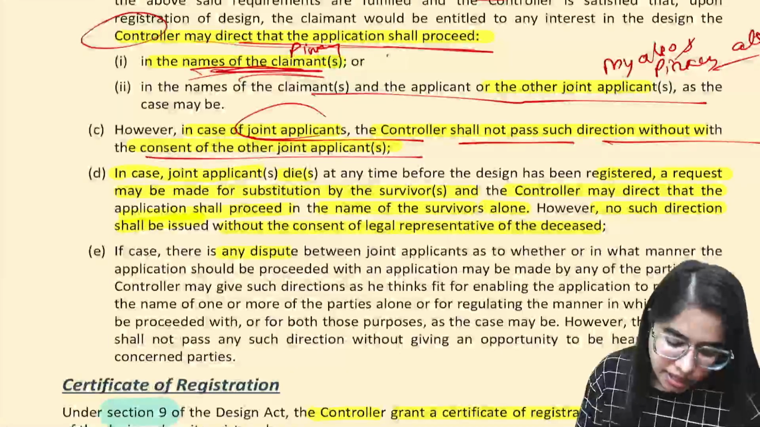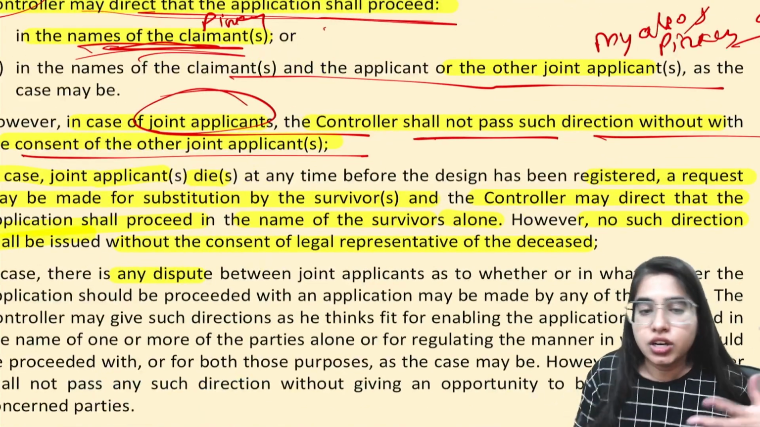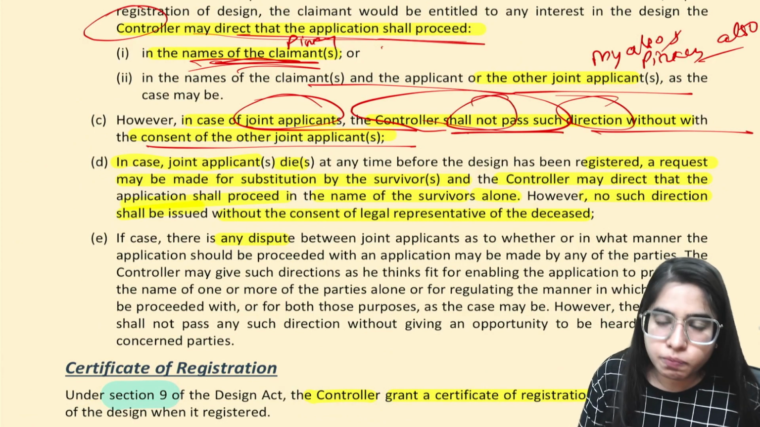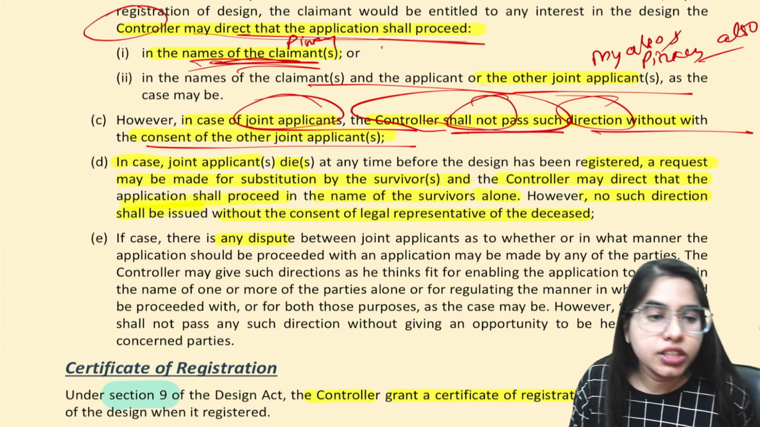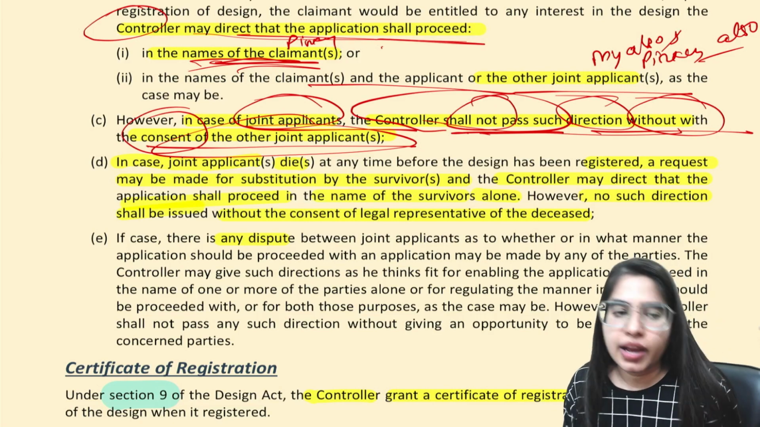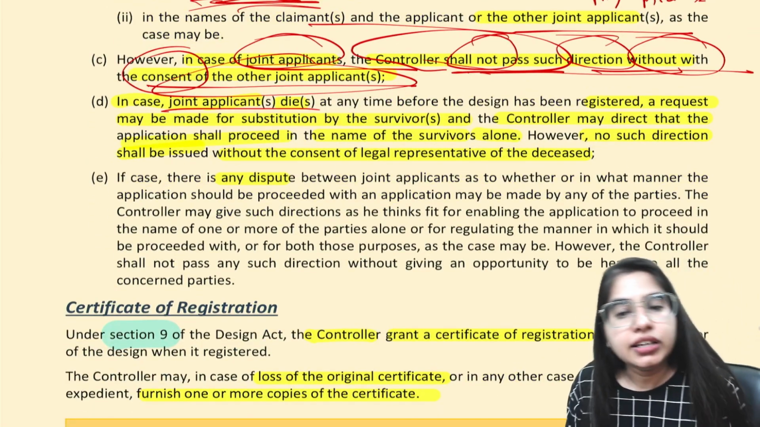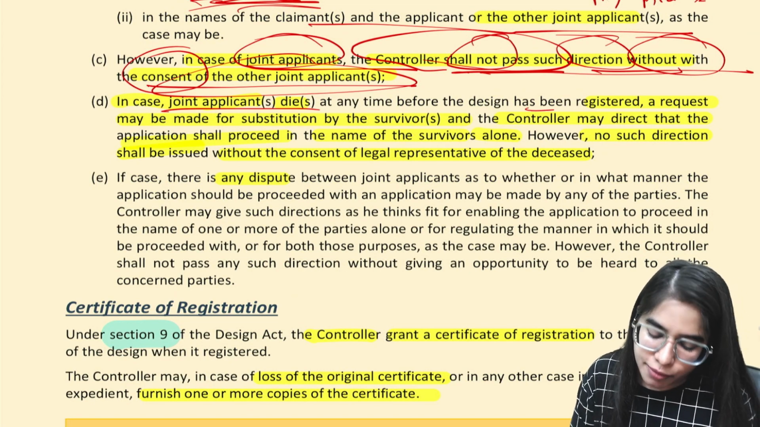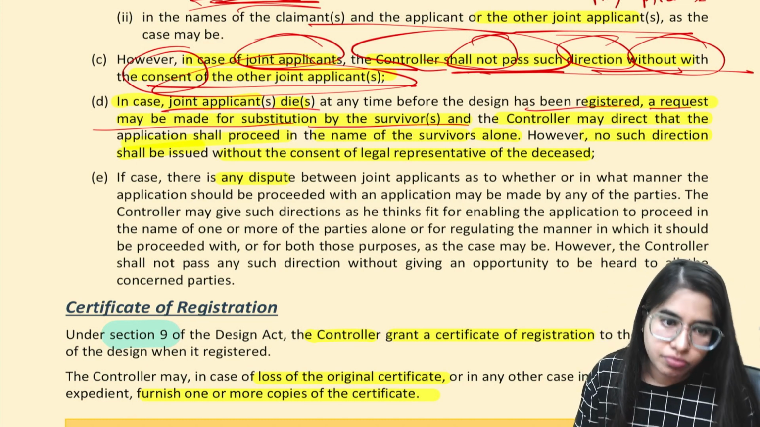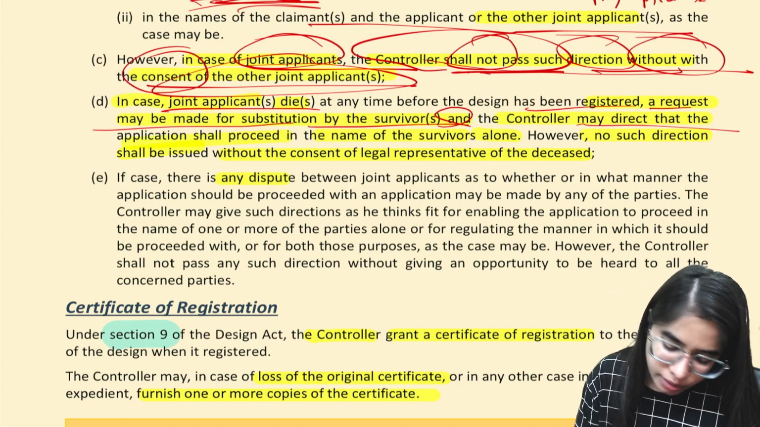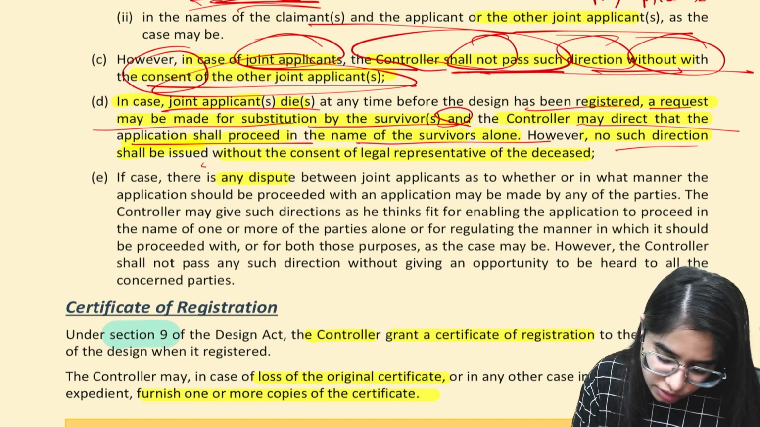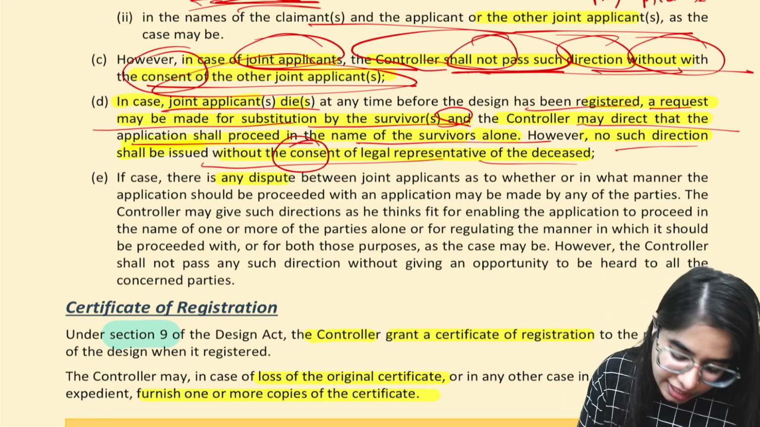So here the same point is given, that if we have made a joint application and we are transferring it to someone else, the controller, before passing any order or direction, will take the consent of the other joint applicant also. He cannot pass any order without the consent of the other joint applicant. In case the joint applicant dies at any time before it has been registered, a request may be made for the substitution by the survivor, and the controller may direct that the application shall proceed in the name of the survivor alone. No such direction will be made without the consent of the legal representative of the deceased.